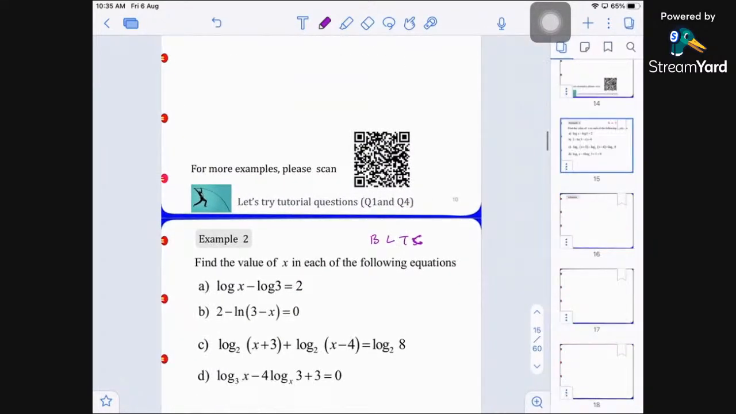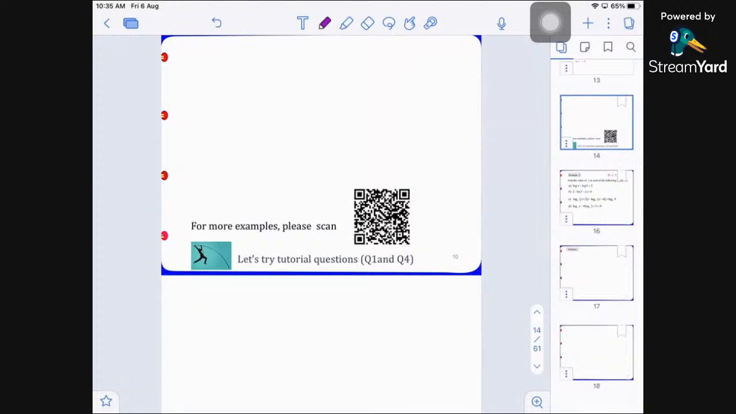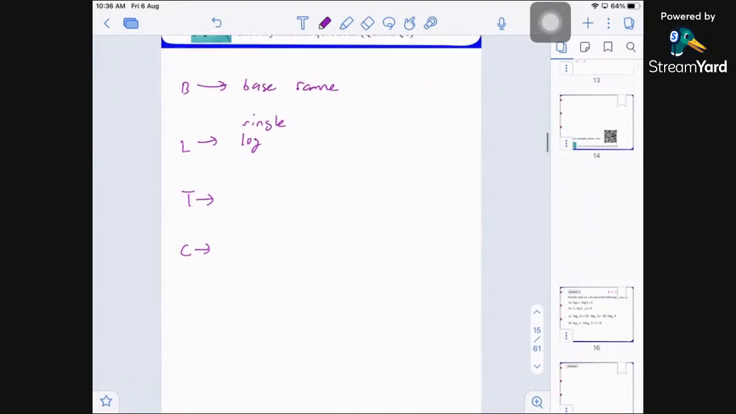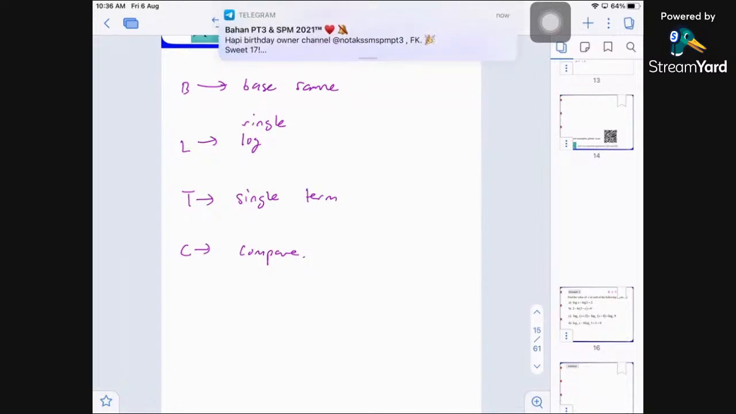Apa maksud BLTC? B is making the base the same. This is my rule. So make the base the same first. Then after that you use log, which I say single log. Single log. And then after that you use single term. And then you use compare.